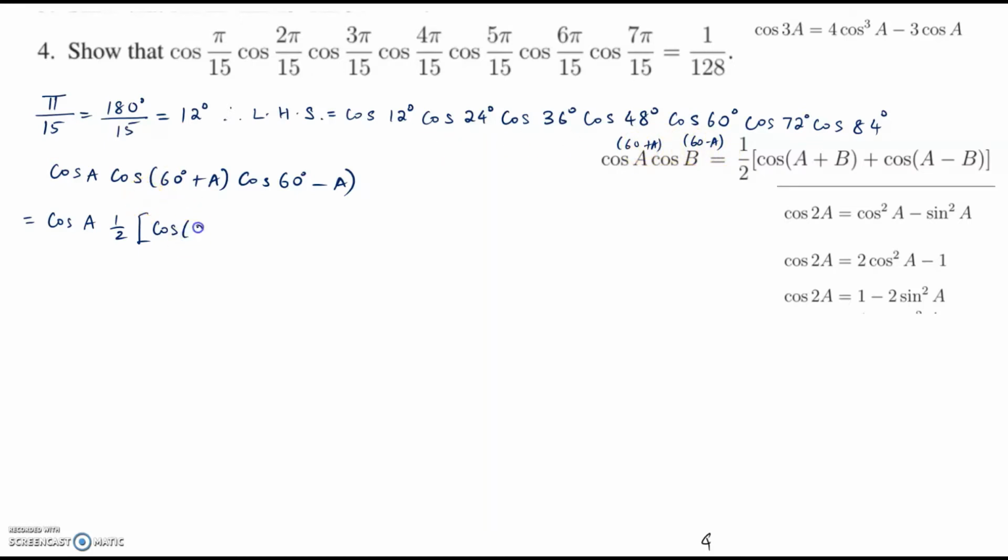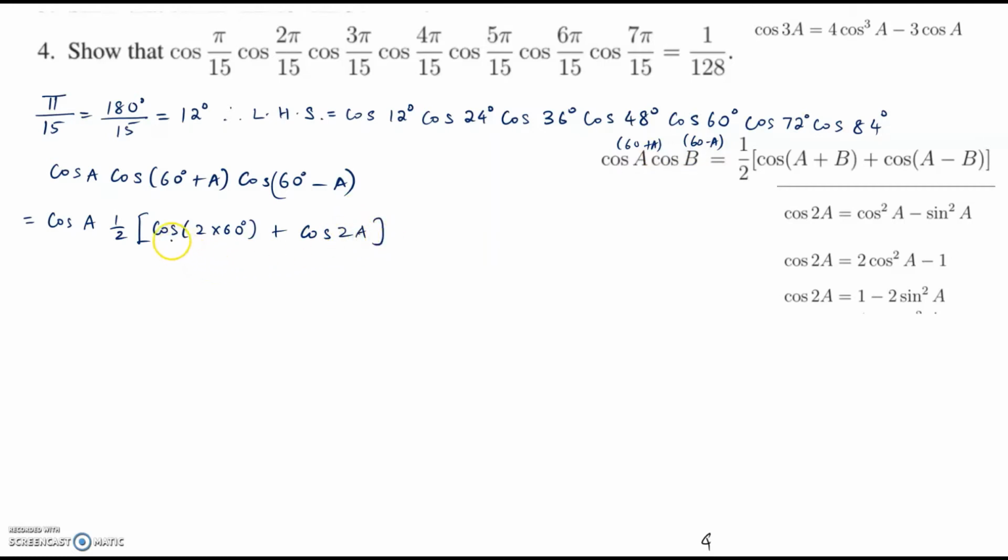So we can write this as 2 times 60 degrees. Then you have plus cos of A minus B. So when you do A minus B, 60 and 60 will disappear, and this minus A will become plus A, so it will be 2A.